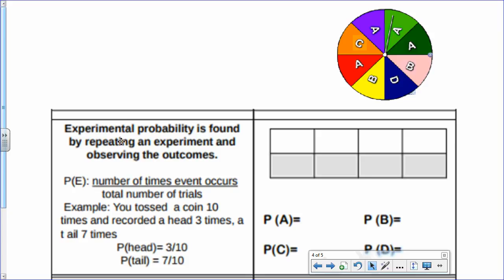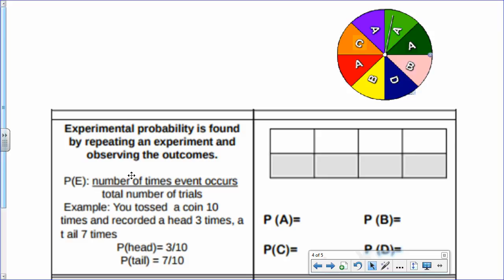So in order to find experimental probability, you have to actually do an experiment. You cannot just look at the spinner and say, oh, that's the experimental probability. You actually have to spin the spinner, roll a dice, flip a coin. So it's determined by doing, which is how you find it.